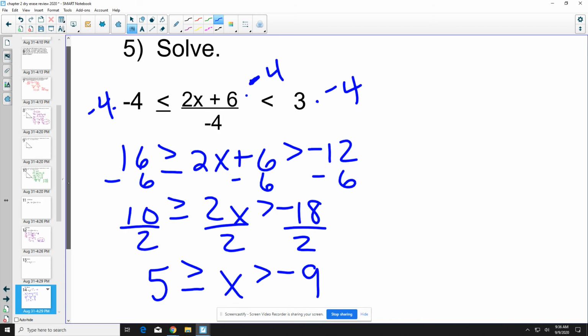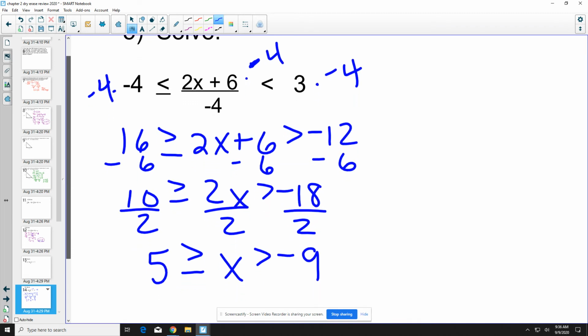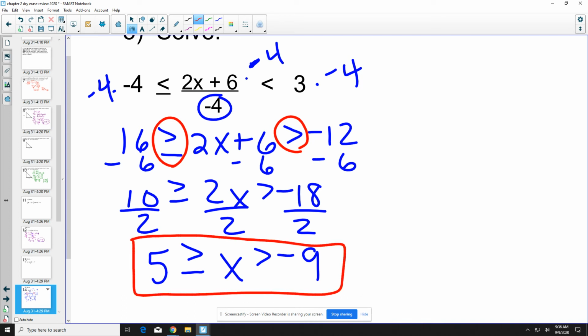All right, so on number 5, we have a compound inequality. So what I did first was multiply everything by -4. So I got rid of this -4 in the denominator here. When I did that, you have to flip the sign. Did you remember to flip the sign and make it is greater than or equal to and is greater than? Then I just took away 6 and divided by 2. See if you're getting 5 is greater than or equal to x, which is greater than -9, which means x could be any number greater than -9, but less than or equal to 5.